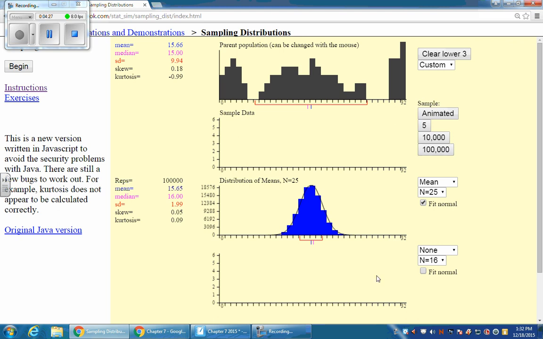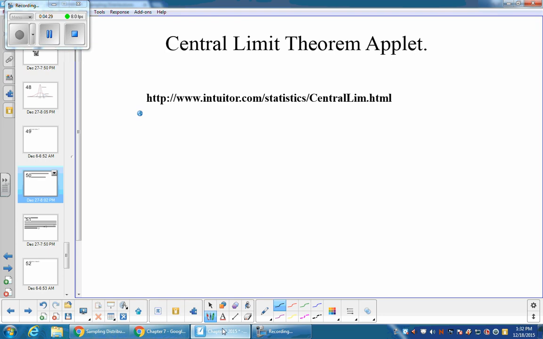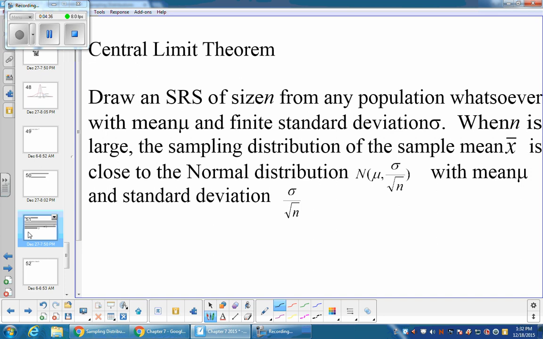This is why normal distributions are so important to statistics, because the sampling distributions become normal as n gets higher and higher. So our central limit theorem says if we draw an SRS from a population with a mean of mu and a standard deviation sigma, when n is large, the sampling distribution for x bar is close to a normal distribution, and the mean of that distribution is mu, and the standard deviation is sigma over the square root of n, just like we learned previously.